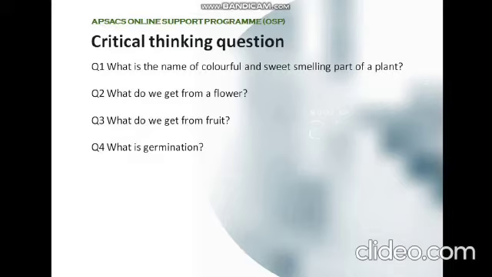Critical thinking questions. Question 1. What is the name of the colorful and sweet smelling part of a plant? Well done. Yes, flower. The next question is, what do we get from a flower? Bravo! Superb! Yes, we get fruit. Question number 3. What do we get from fruit? Good! Seed. Okay, the critical thinking question is, what is germination?